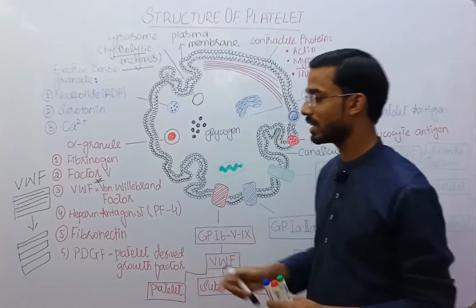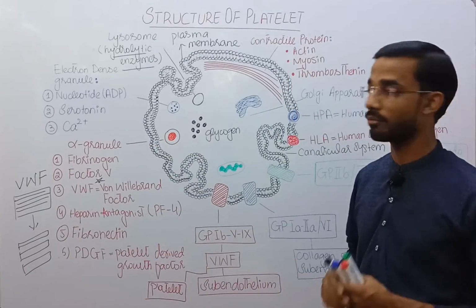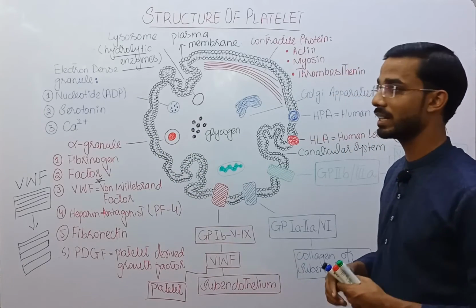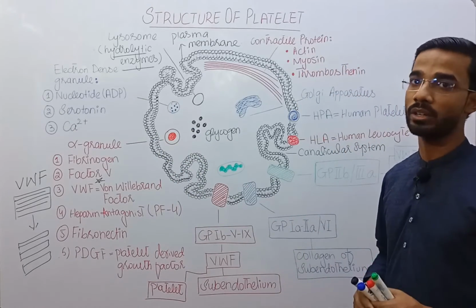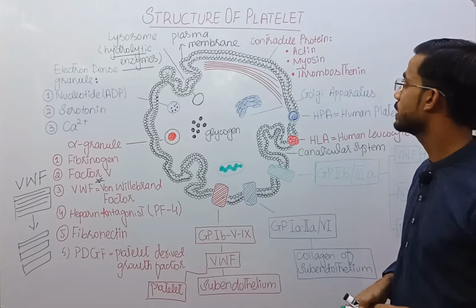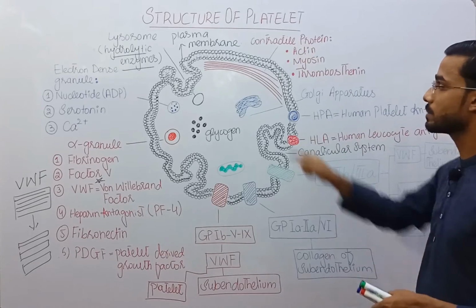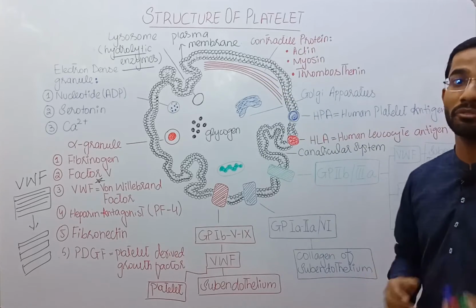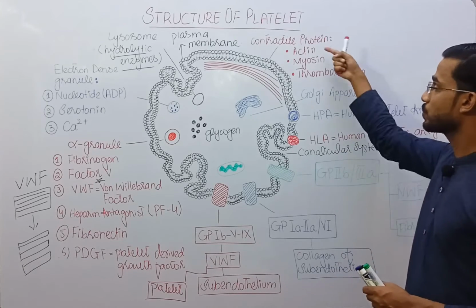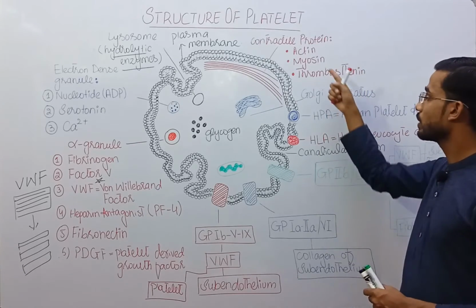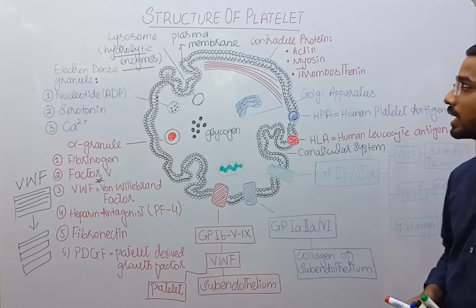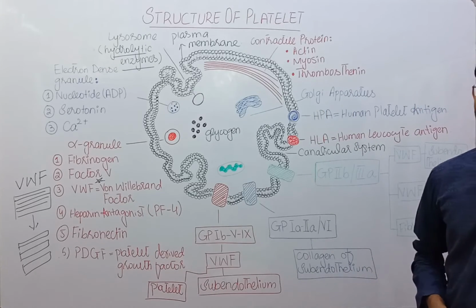Alpha granule basically contains almost all the clotting factors, and they have different roles in the clotting function. Second one is the contractile proteins, which are also present in the cytoplasm, and they have different roles. What proteins are present in it? First one is actin, second one is myosin, and third one is thrombosthenin. These proteins have a role.